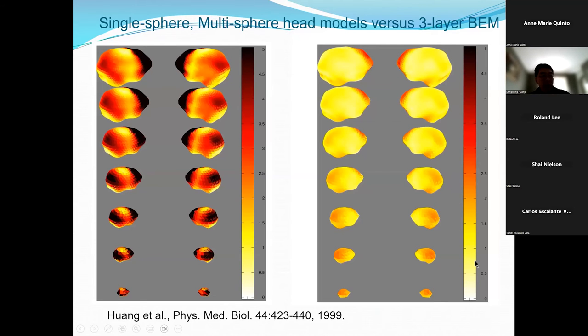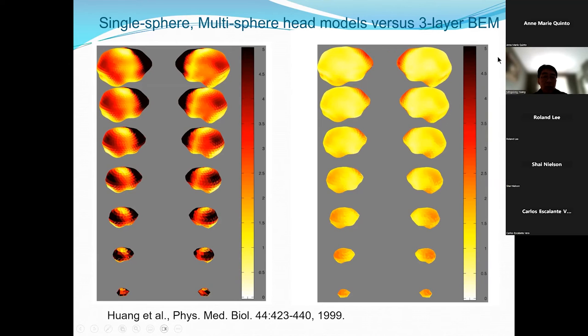Also, many years ago, I had just finished up my postdoc at Los Alamos National Lab and was trying to become a junior faculty at the University of New Mexico. This is the paper from my postdoc work. But at that time, computers were quite slow. The boundary element approach is the gold standard: we divide the innermost skull surface into small triangles and solve the Geselowitz equation numerically. That's the gold standard, but computers were quite slow.